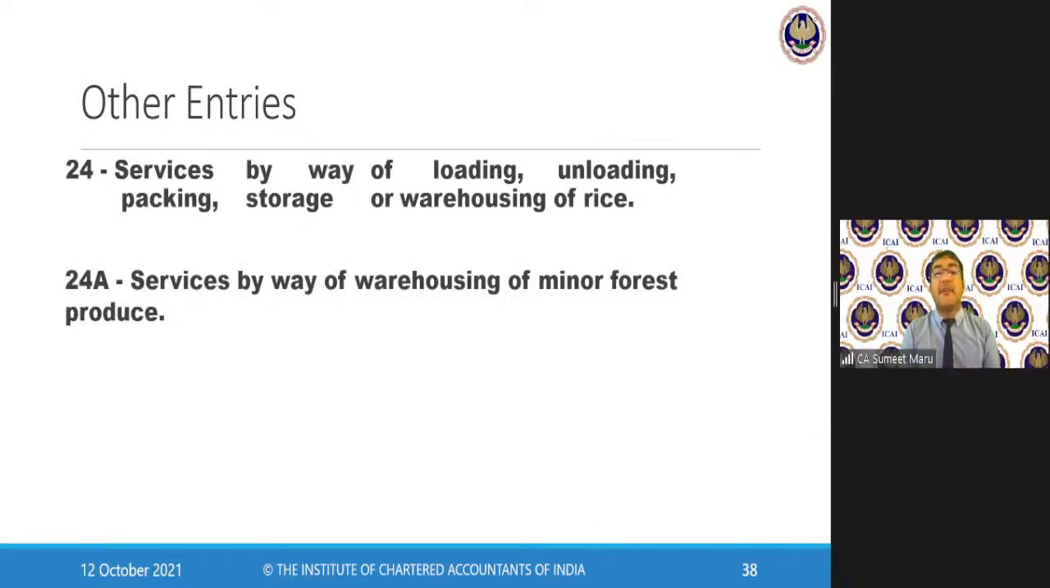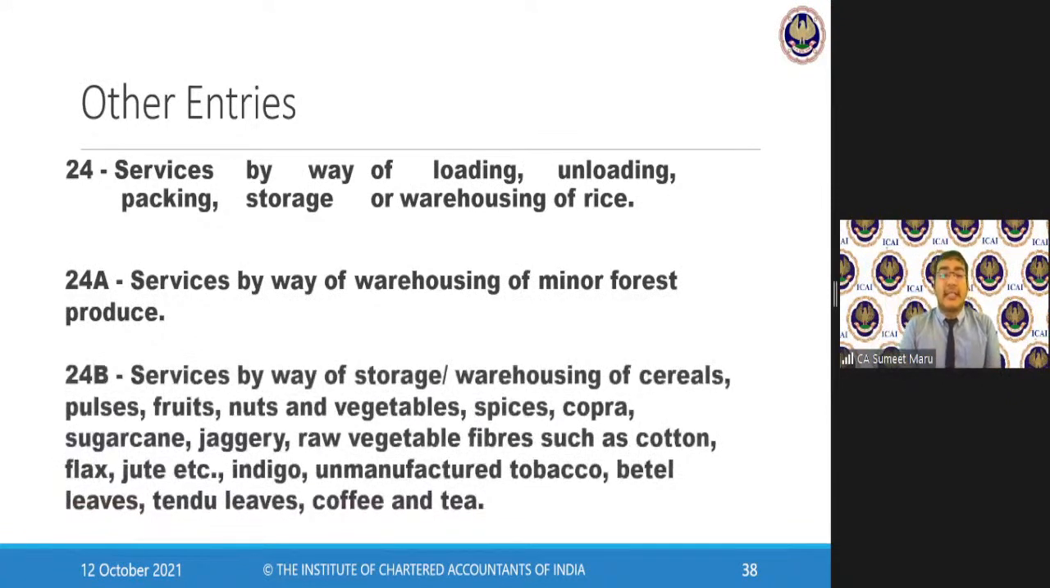Further, services by way of warehousing of minor forest produce. If there is any minor forest produce, the same thing will be given in your question itself. If the question appears in your exam that there is any minor forest produce, warehousing of that as well comes under the exemption. Next, services by way of storage, warehousing of cereals, pulses. Why sir, cereals and pulses given differently? Because again they are processed things. The raw thing is something different; they further process it and then it forms cereals.